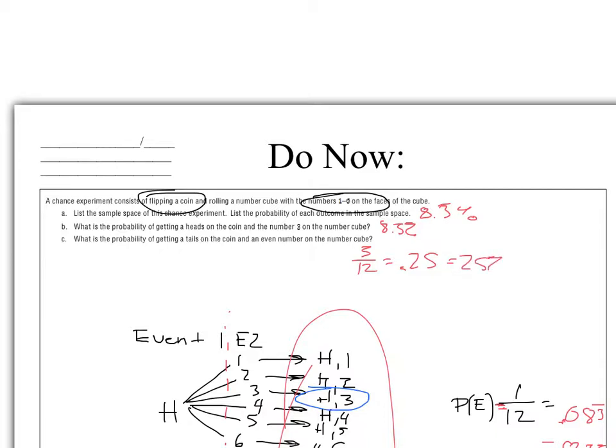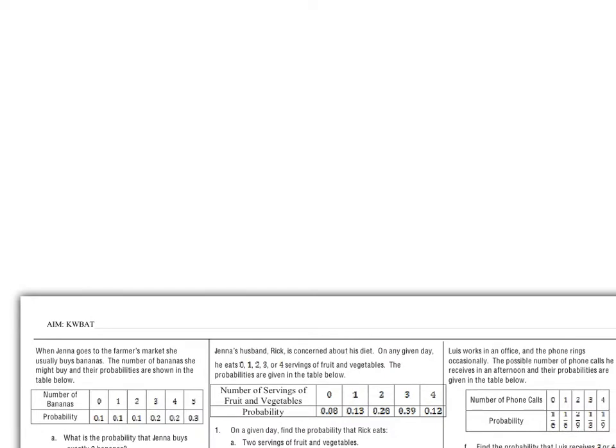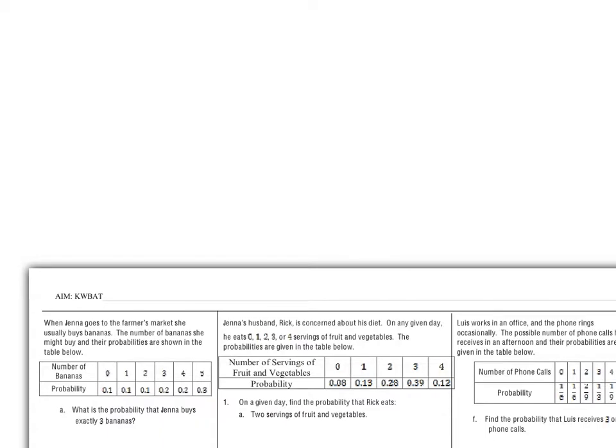All right, let's flip on over and look at our aim for today. Today's aim, Kipsters will be able to find combined probability of outcomes.